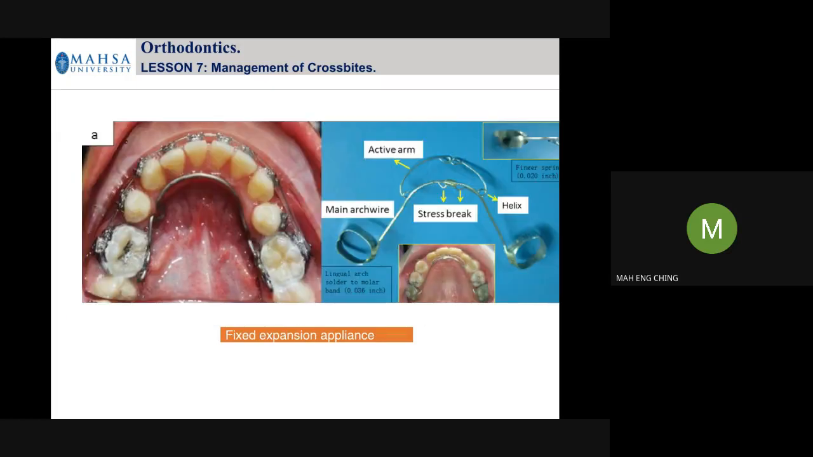Then this one is called a fixed appliance. Fixed, then you can take away the compliance. So same thing, you can put a finger spring, you can put the palatal arch. You see on the right pictures, they have the molar bands, then the palatal arch, then with the same finger spring. Then the finger spring can correct the crossbite by pushing the incisor forward.